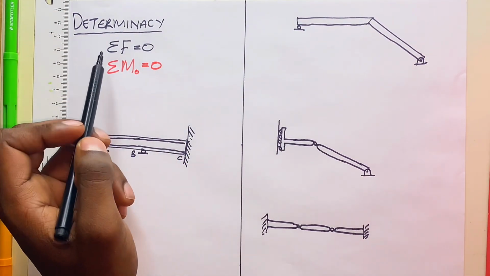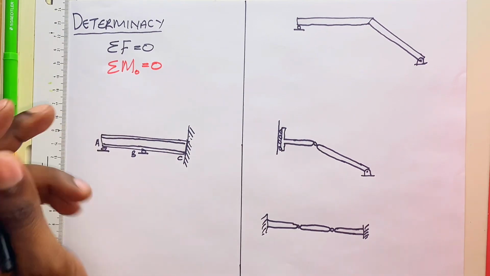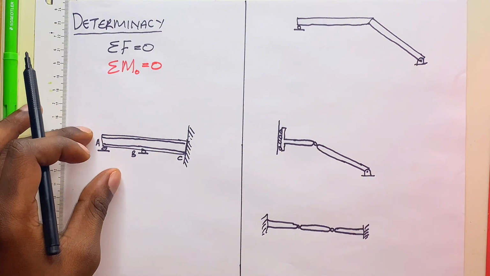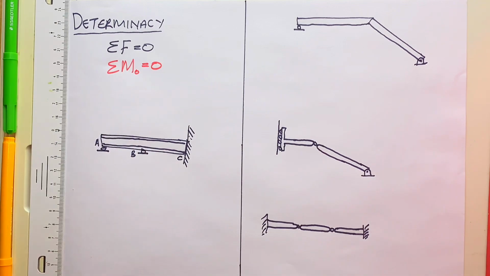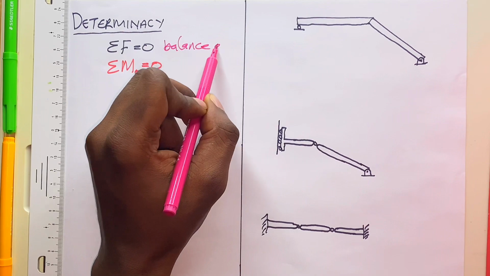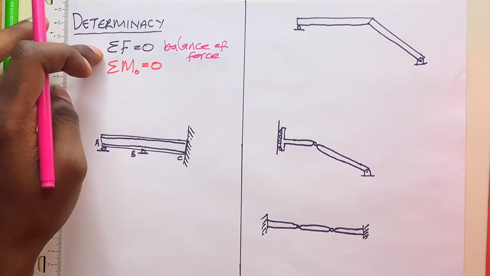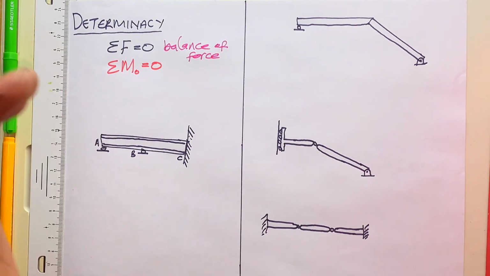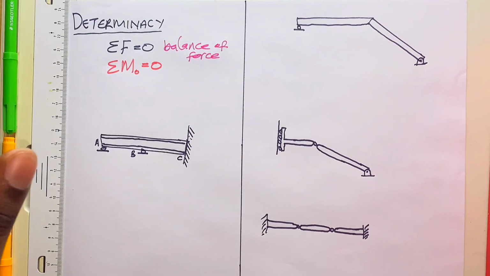Now, these two equations of equilibrium are sufficient and necessary for a member to be in equilibrium. If all the forces add up to 0, that means all the forces are in balance. We say that this is a balance of forces. When all the forces are in balance, they will add up to 0. Therefore, your member will not move in a certain direction, and will either be still or will have no acceleration.